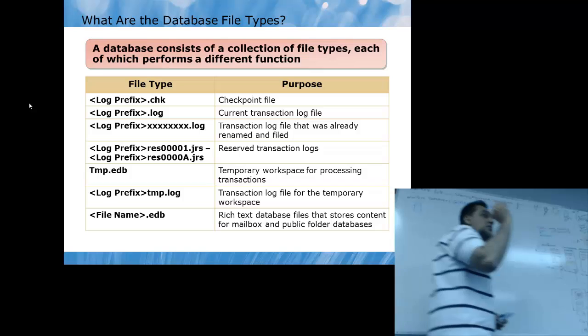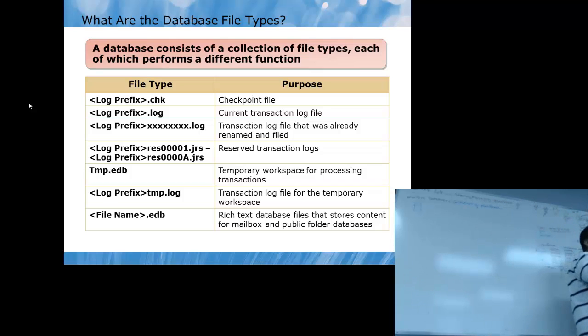Now this is exactly the same way how Active Directory is stored and works. So there is something called a checkpoint file. There is something called a log file. There is an extended log file. Then there are two reserved files, reserved transaction log files, JRS files, and then there is a temp.edb file, and there is a temp.log file, and then this is the main file where everything is stored.